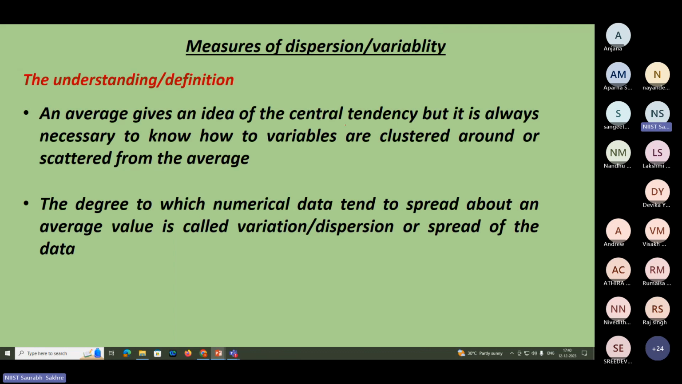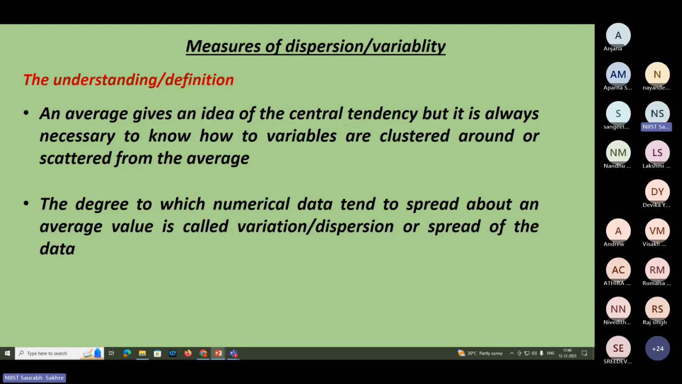Now we'll see one very important point: measures of dispersion or variability. This is very important. You have seen measures of central tendency, measures of central value, and partitions. But many a times you should know how much variation can occur when you are doing a particular task.